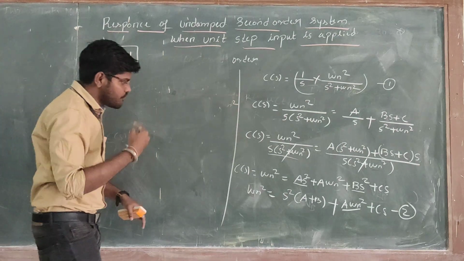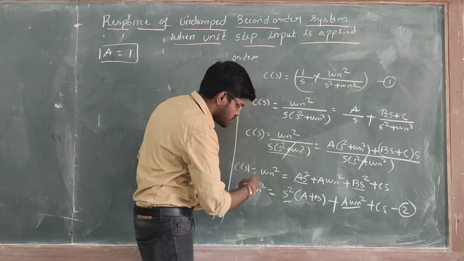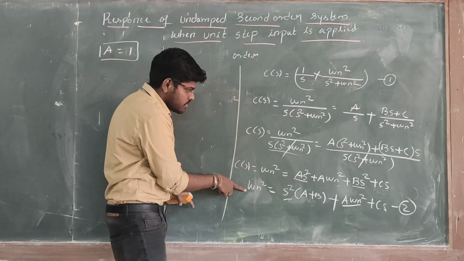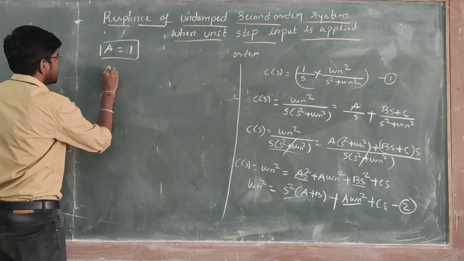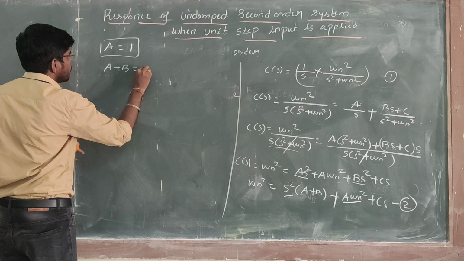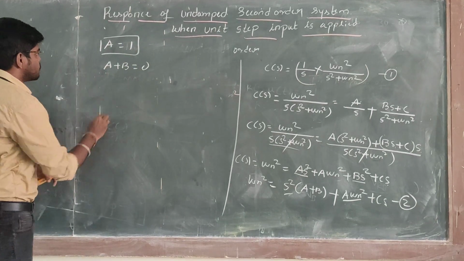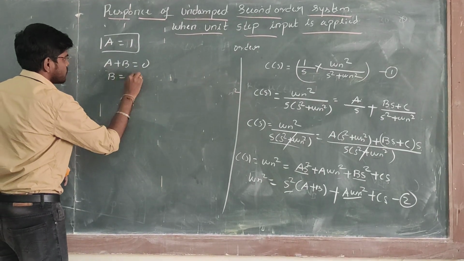Okay, next compare the coefficient of S square in both the sides. There is no S square in the LHS side. So let A plus B equals 0. The next term is A plus B equals 0. We know the value of A as 1. So B equals minus 1.